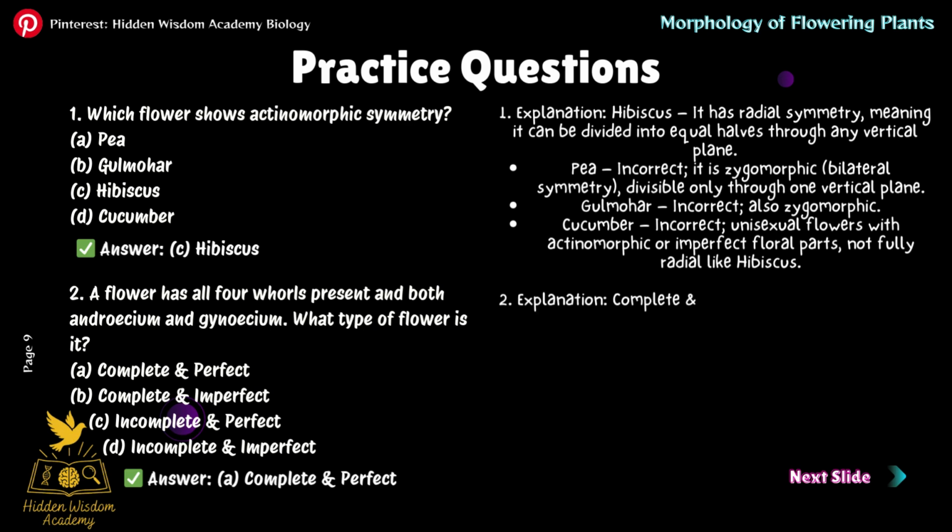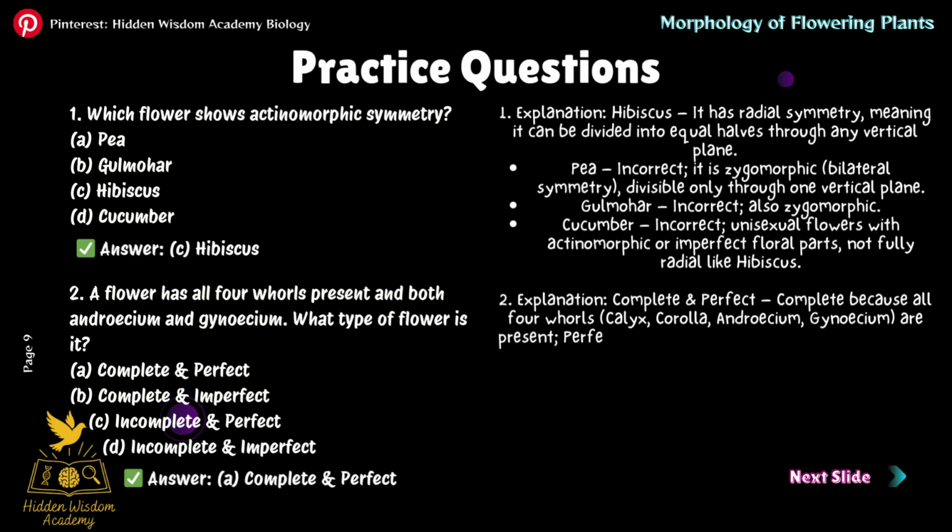Now, let's move to question 2. A flower has all 4 whorls present and both androecium and gynoecium. What type of flower is it? Option A. Complete and perfect. Option B. Complete and imperfect. Option C. Incomplete and perfect. Option D. Incomplete and imperfect.